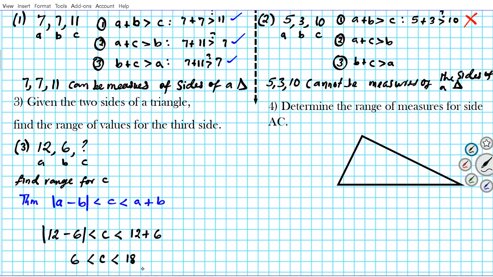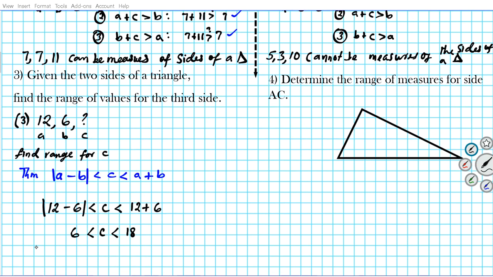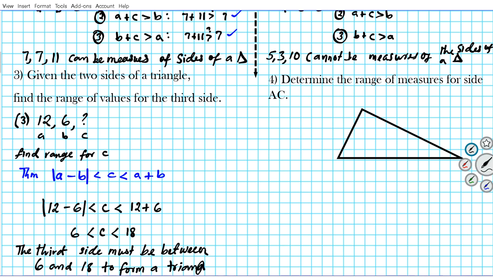Okay, so what does this mean? Let's write down a statement for this. It basically means that the third side must be between what values? Must be between the values of 6 and 18 to form a triangle. Okay? So there you have it.